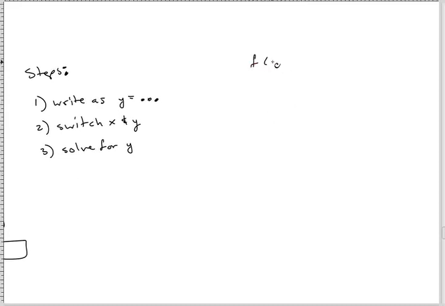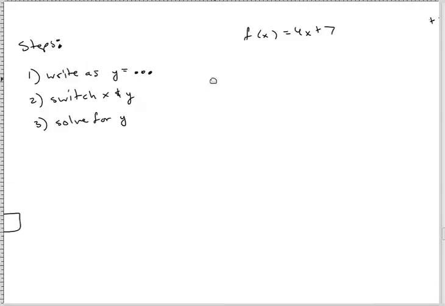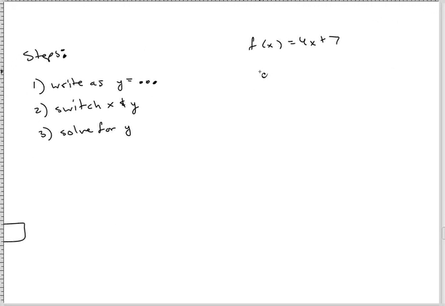So my original was the 4x plus 7. Just going to verify. Yep. Okay, we're good. And so to be able to do this, I want y equals. It makes it way easier to draw and do all this stuff anyways. And then I want to switch my x and y around. So everywhere there's a y, there's now an x. Wherever there's an x, there's now a y. And then I start to solve.